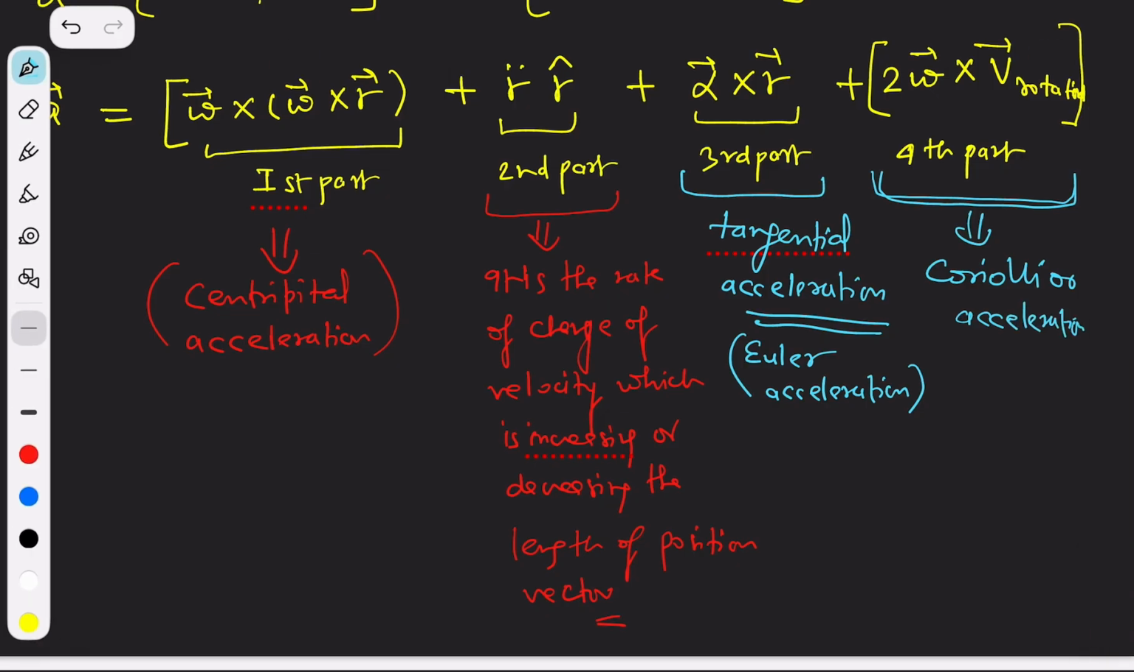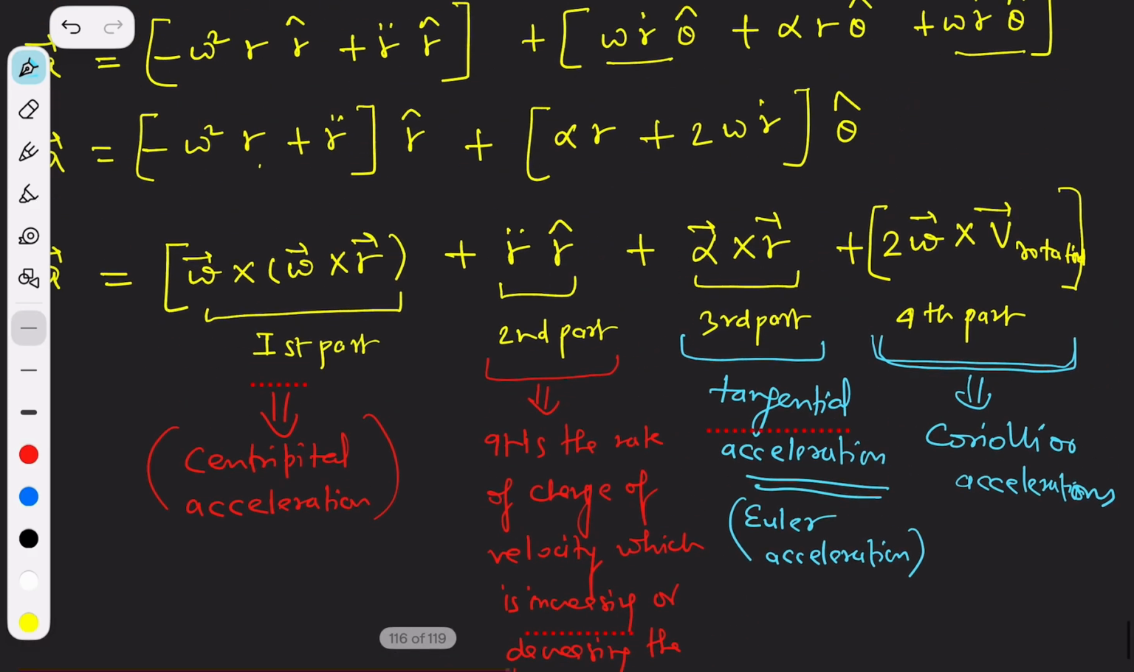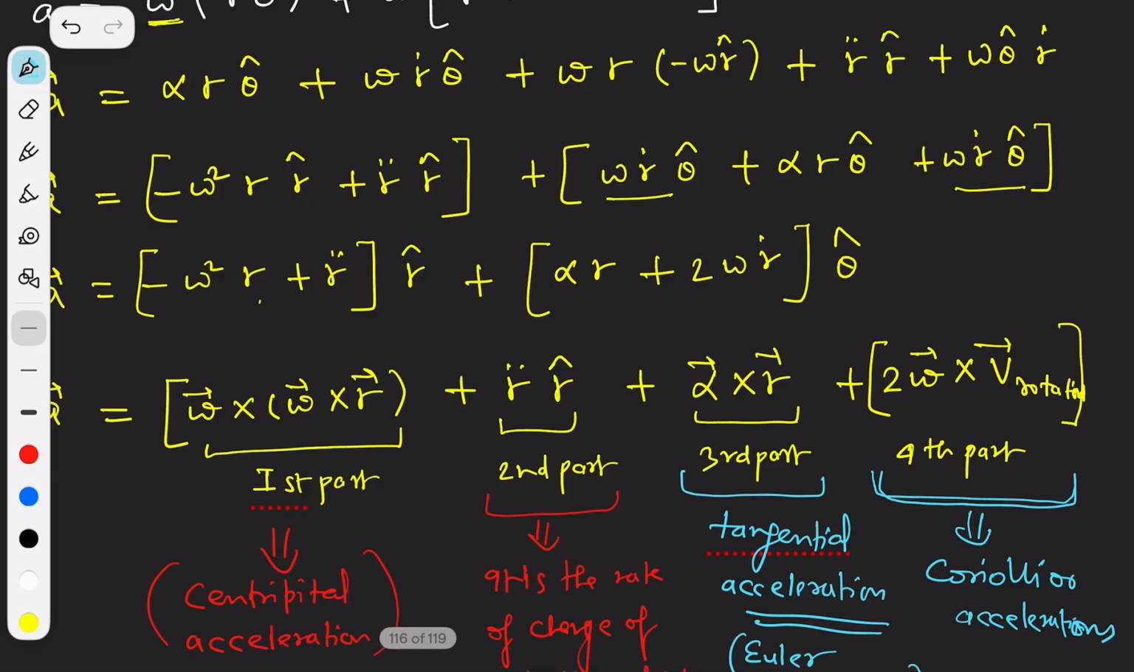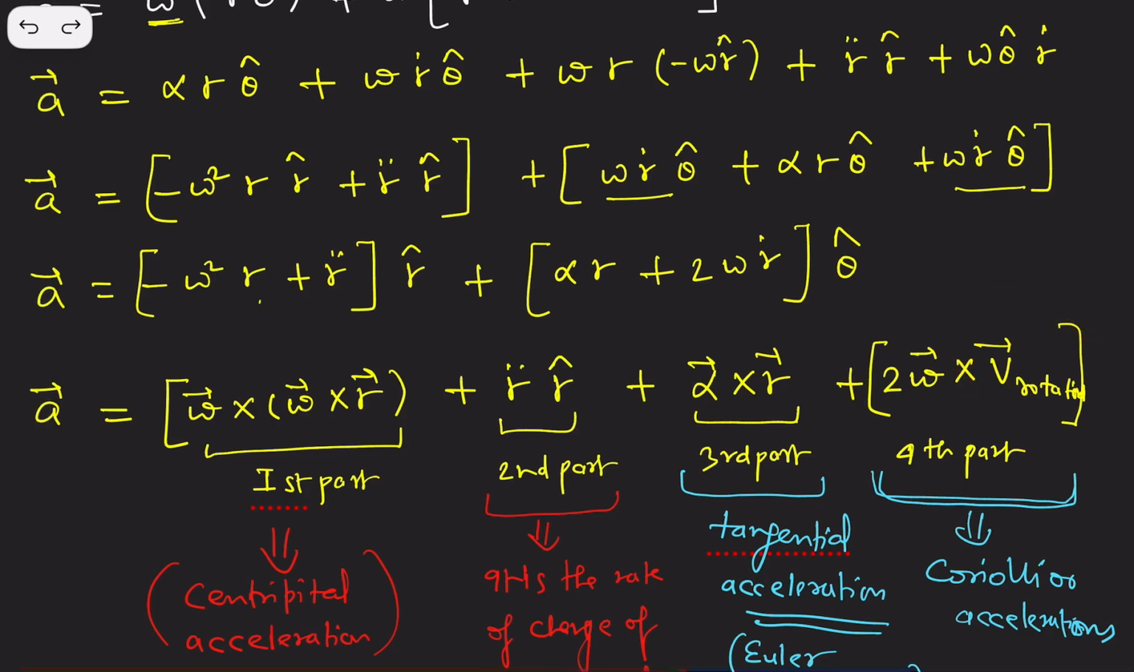Now, guys, you might be interested: what is this v rotational? What does it mean? Let's try to understand. Here, if you see, this is R dot. With what rate the magnitude of the length of the position vector is going to change is known as your R dot vector. I hope you remember this. Whether the position vector length is going to increase or decrease is defined by R dot. Is this okay?